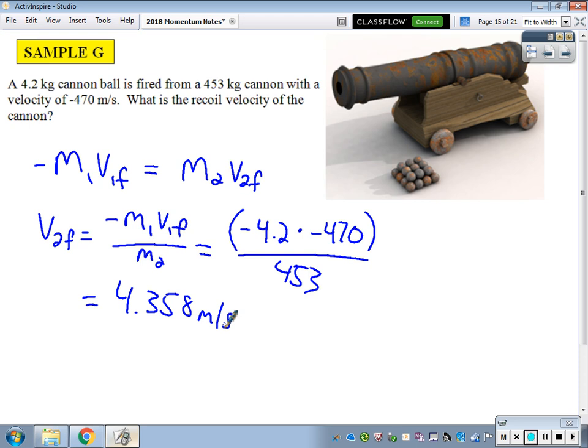Okay, that's all we have for this. Any questions at all on all three samples?